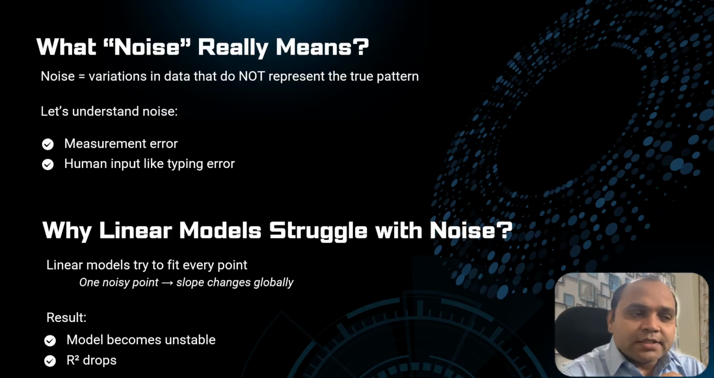In these cases, if you have a noisy data set, then please go with the random forest tree. The result: if the slope changes, the model becomes unstable and R2 drops. As you know, earlier we have seen R2. What is R2? It is part of the evaluation matrix, where 0 is the worst and 1 is the best fit. So in a noisy data set, definitely linear is not the best choice.